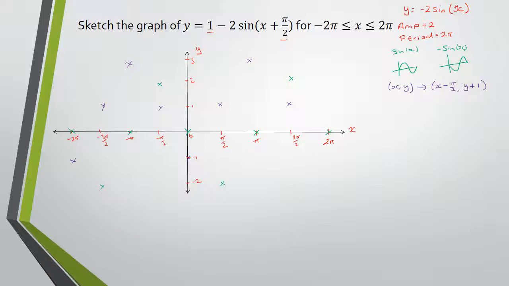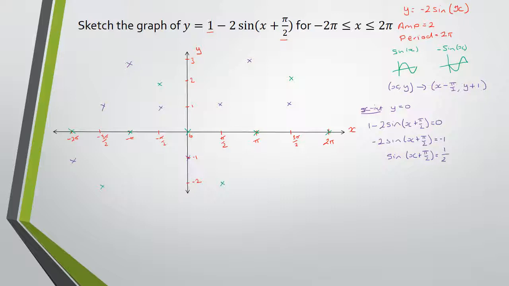So let's start working this out. If I'm looking at solving to find my x-intercepts, we know our x-intercepts occur where y is equal to 0. So I'm solving the equation 1 minus 2 sine of x plus pi over 2 equal to 0. We start by subtracting 1 from each side. I'm trying to solve for x. That will give me negative 1. We can then divide by negative 2. Remember, when I divide a negative by a negative, I get a positive.